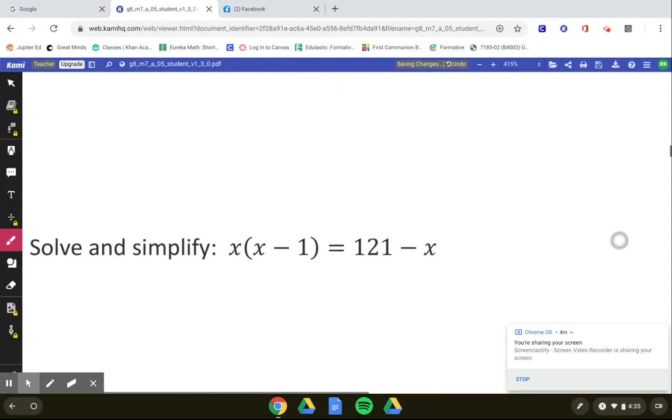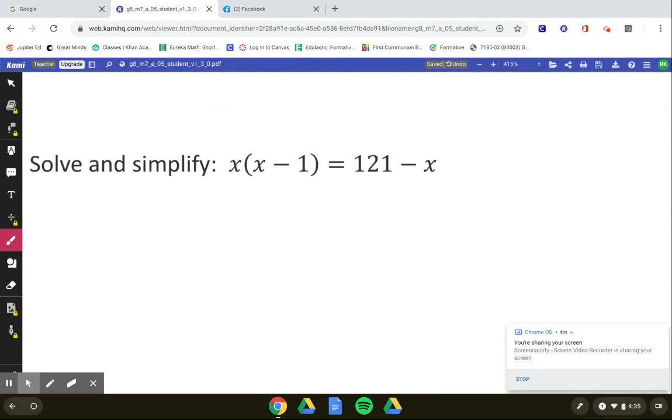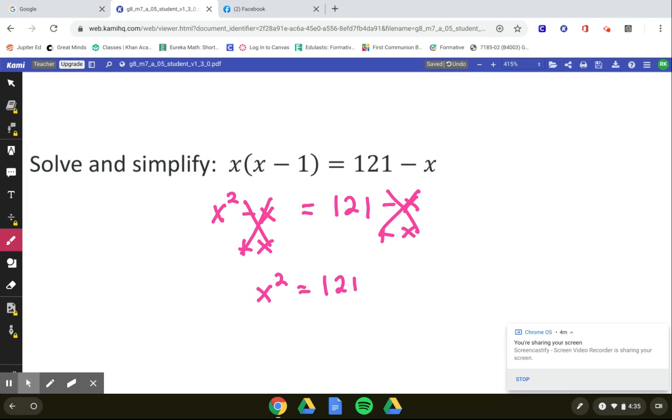Let's look at number 2. First thing we need to do is distribute again. So x times x gives me x squared, minus x, because x times -1 is -1x, equals 121 minus x. And I try to get my x with my exponent by itself, so I'm going to add an x to both sides. These cancel. x squared equals 121. We do the square root of 121, and we get x equals 11.